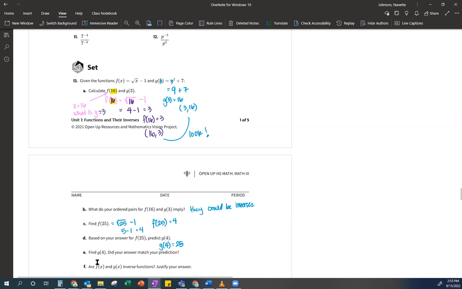That's my guess. So then they say, no, I want you to actually find it. So I'm going to go back over here and find g of 4. So g of 4 equals 4 squared plus 7. That's 16 plus 7, that's 23. I got g of 4 equals 23.